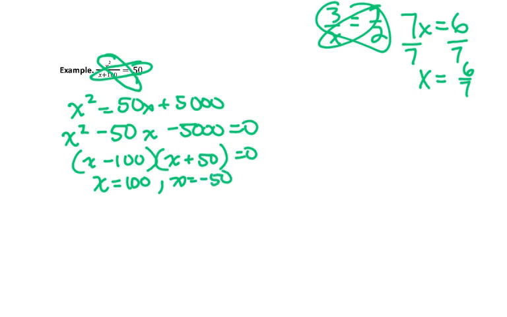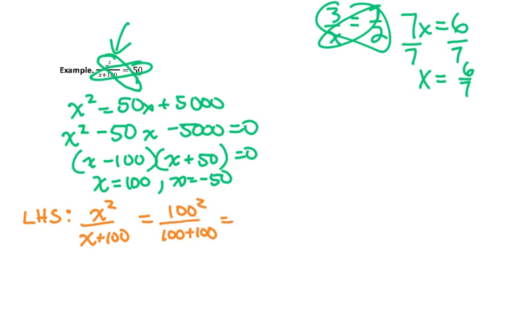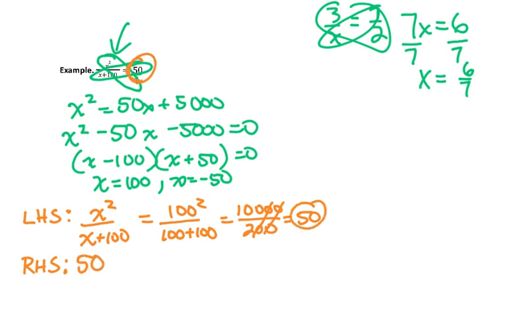But again, because we had a rational expression here, we want to check our answers. Start by plugging it into the left-hand side, which means we're plugging it into x squared over x plus 100. This will give me 100 squared over 100 plus 100, which will be 10,000 over 200. And if we simplify that, 100 over 2 is 50. Now let's check that against our right-hand side. And ooh, this one's nice and easy, right? Our right-hand side is just 50. And yes, 50 equals 50, so we know 100 is a valid answer.